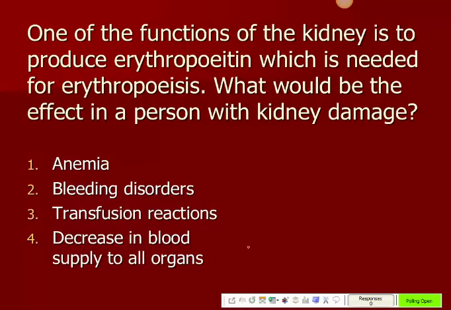So here, let's see this. So I'm already telling you what erythropoietin is important for. You should remember this from blood. So what would be the effect in a person with kidney damage?